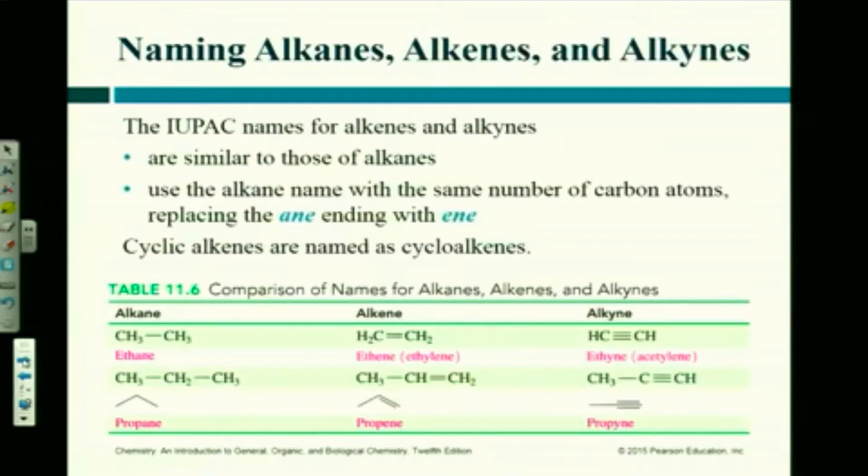Now, when we name these, for alkenes, we change the ending to -ene. For alkynes, we change the ending to -yne. Okay? So here are the examples: ethane, ethene, ethyne. Single, double, triple bonds.